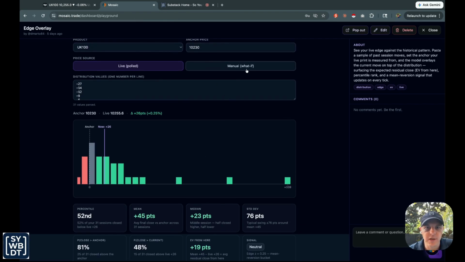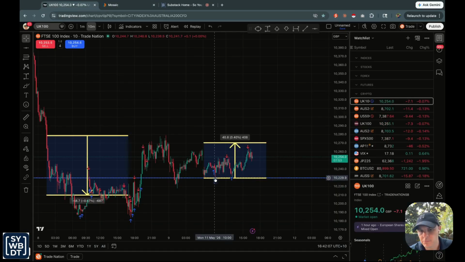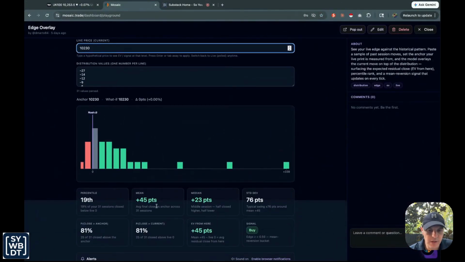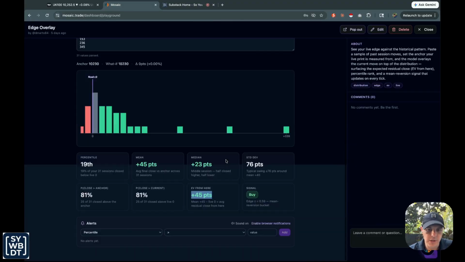We'll do a manual what if here, where if we take it back to those 3 times today that you could have got in at exactly where it closed on Friday, so 10 to 30, and run that through the EV model here, you can see that the expected value, if you bought at that price, given that distribution that you dropped in, is 45 points, okay? Buy signal, etc., etc.